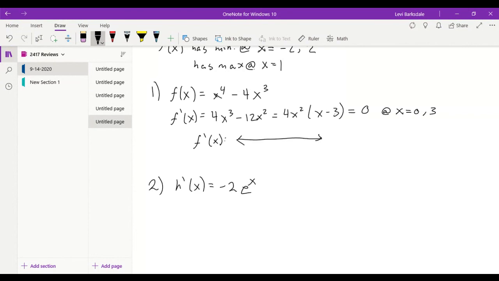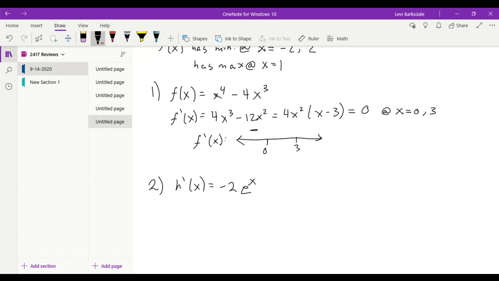we're going to need to put our 0 and our 3 on there. So first off we need to plug in a number that's smaller than 0. In this case, this x minus 3 term would be negative. This 4x squared term would be positive because anything squared is positive. So a positive times a negative is negative.